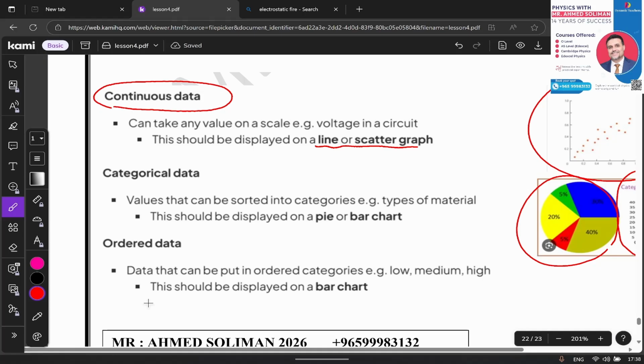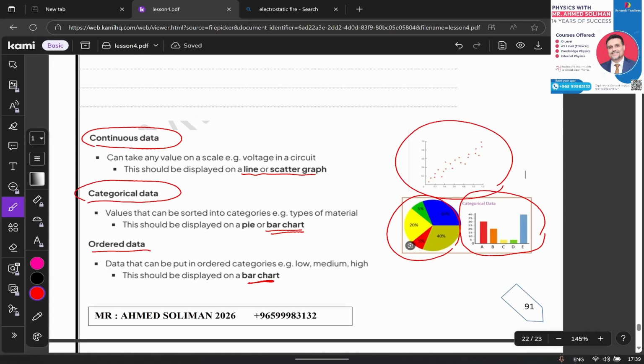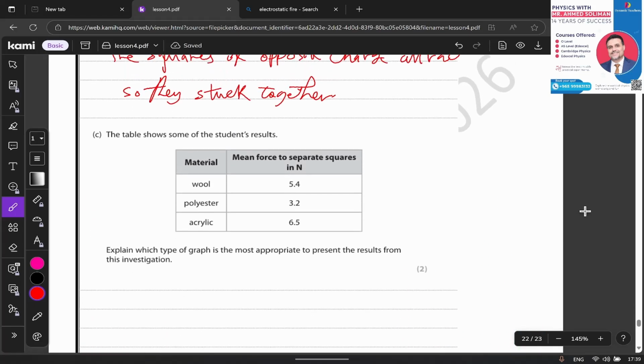If you have a categorical data, you will use what? Bar chart. If you have ordered data, also bar chart. So categorical data like different material. Ordered data like, for example, planets. For linear, continuous data like the relationship between current and the voltage. So, what do you think?